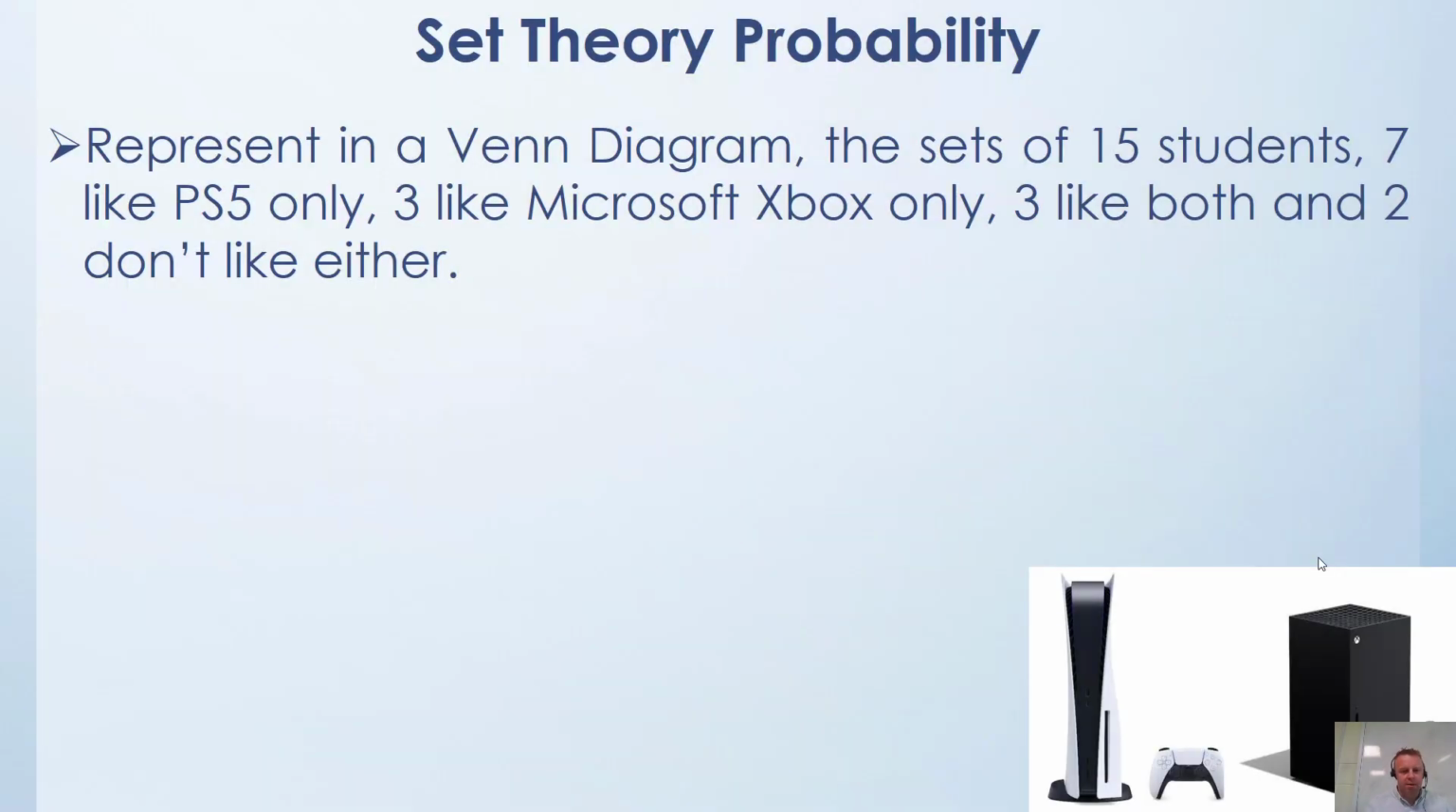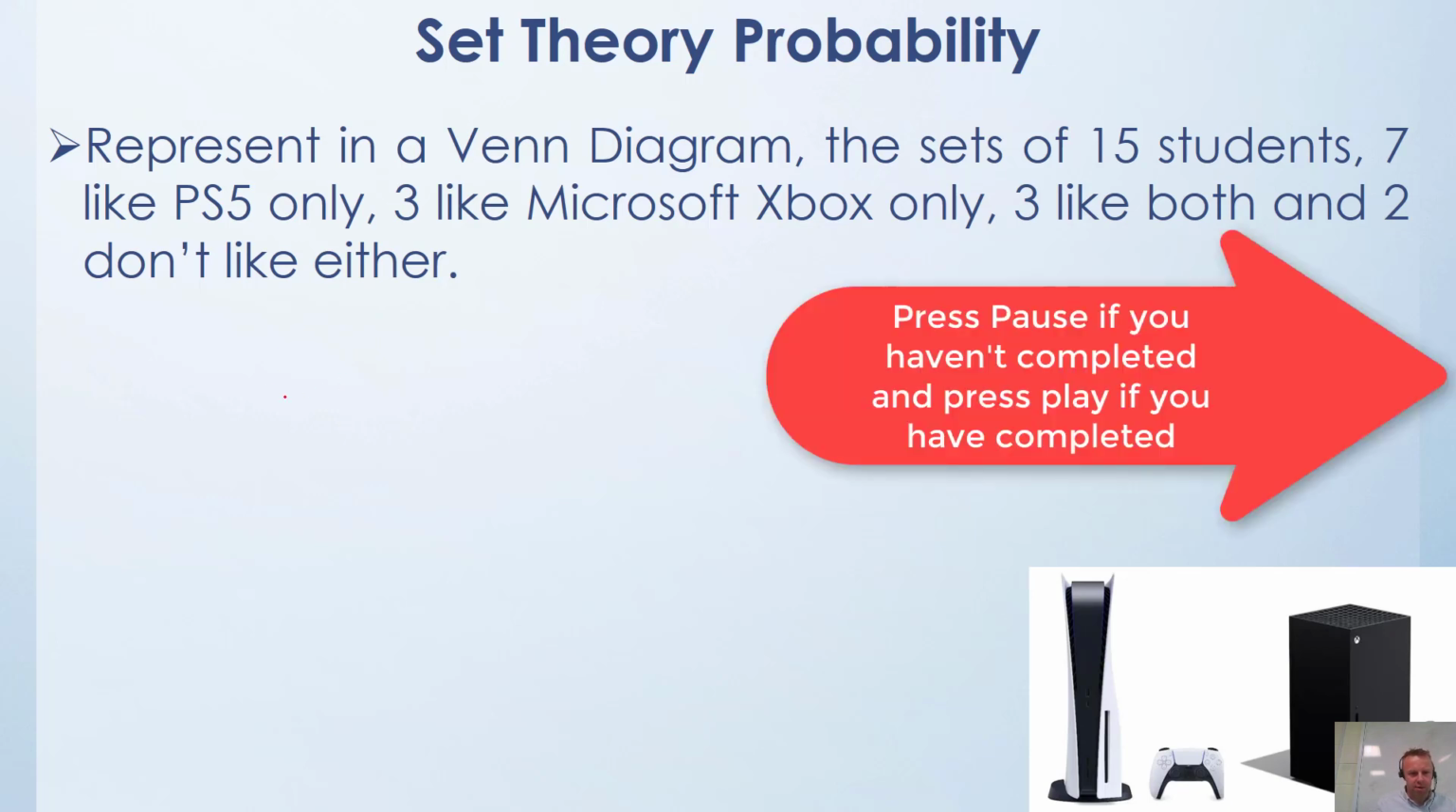So here's an example that we'll do again in set theory probability. Representing a Venn diagram the sets of 15 students. 7 like PS5 only, 3 like Microsoft Xbox only, 3 like both, and 2 don't like either. Now I want you to pause the video and try this yourself. If you haven't done this, make sure you hit pause. If you have this done, then continue.